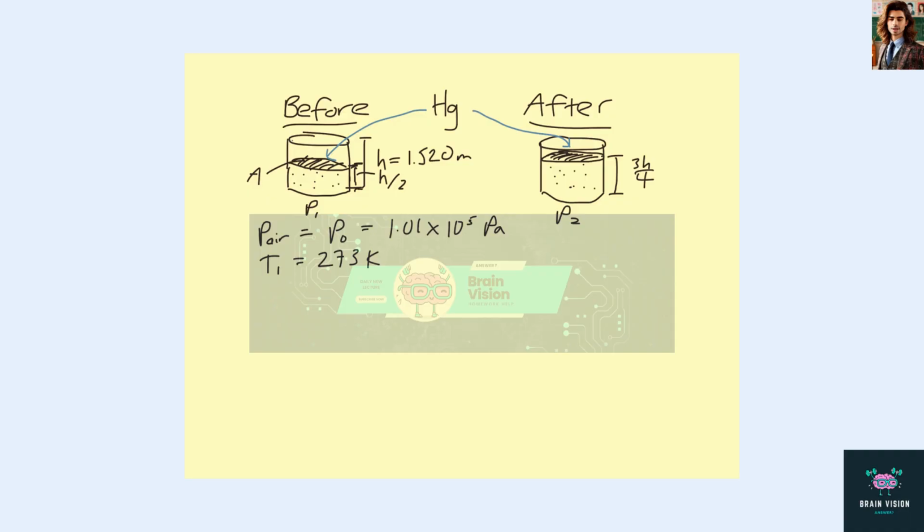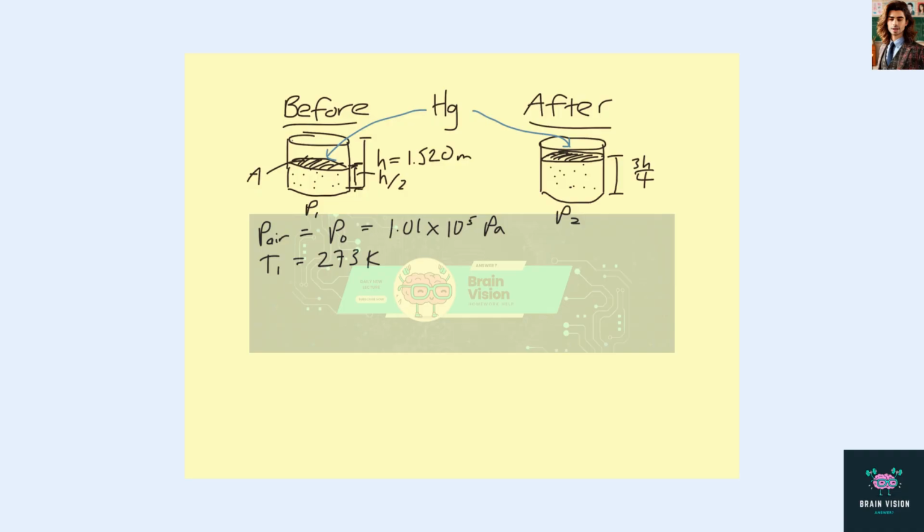So we have a beaker with height h, which is 1.520 meters, and on the bottom half of the beaker is some gas, and the top half is liquid mercury. Let's say that the cross-sectional area of the beaker is given by A, and we are asked to find at what temperature the gas will expand enough that half of the liquid will leave the cylinder, essentially.